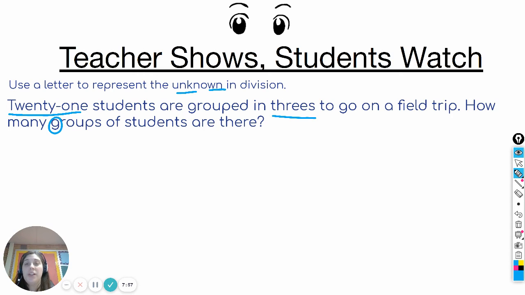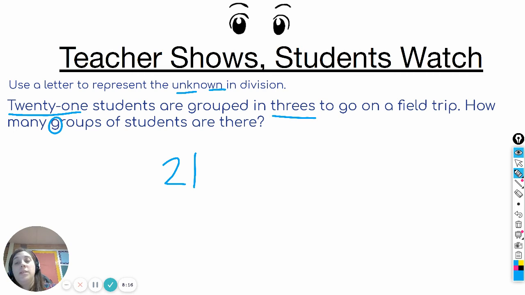Now, since we know this is division and we have 21 as our biggest number, in division the biggest number always comes first. Right? Because we take our total and we break it into groups. So to break it into groups, we have to have that big number first.